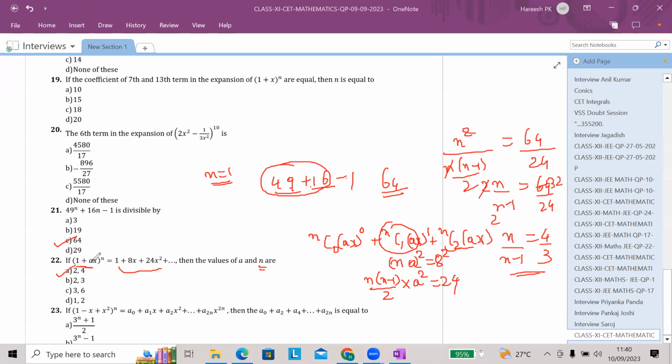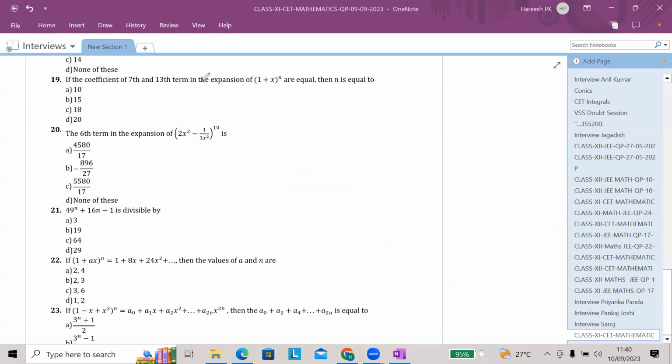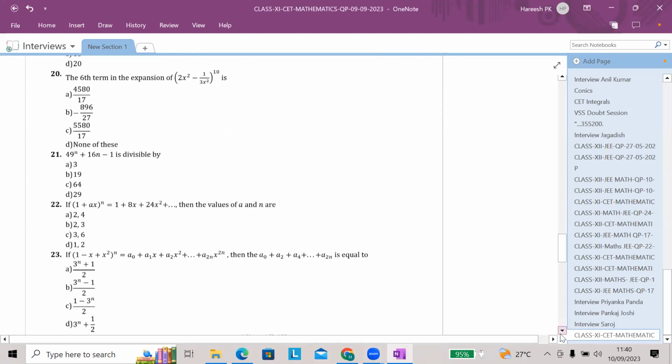So this is a trademark of a CET question. Just by solving half of the question, the options will be so evident that you don't have to solve the second part itself, right? So keep this in mind. This works generally for CET questions. Now we move on to the 23rd question. We have done a similar question in the class.